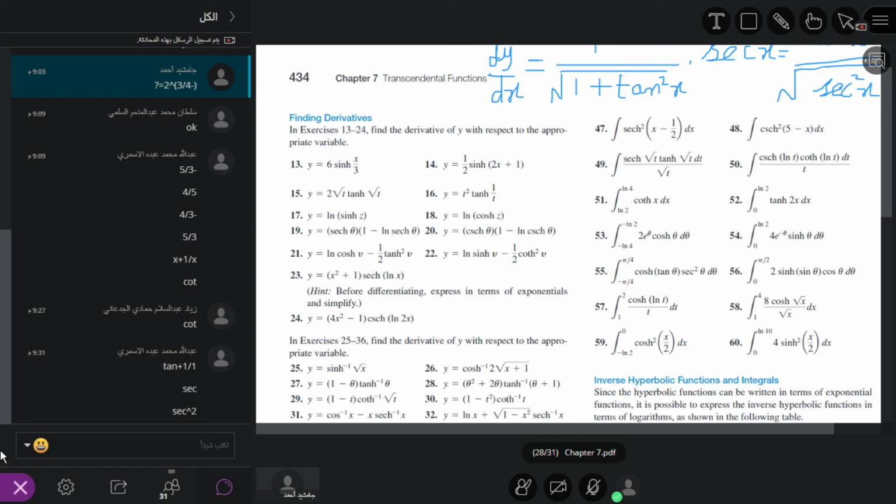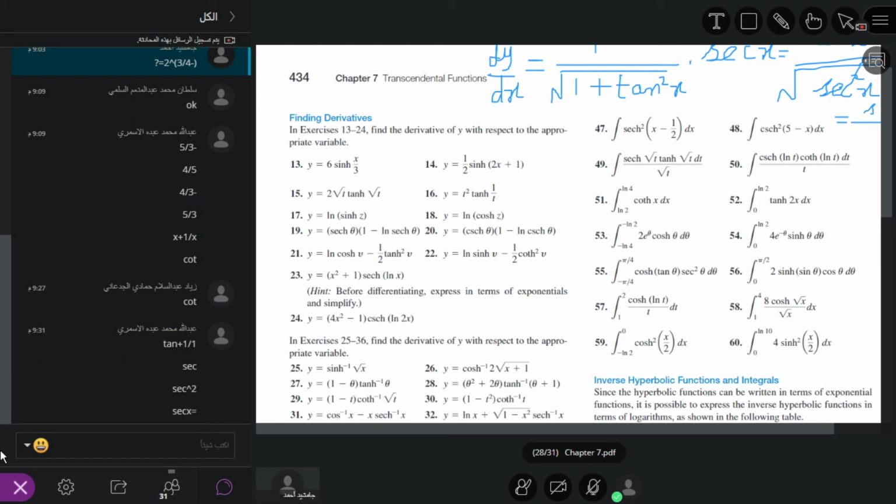So the square will be cancelled with the square root. What is remaining here? In the numerator we have sec square x, in the denominator we have sec x. So the square will be cancelled with this. We get sec x. Yes, Abdullah, you are correct.